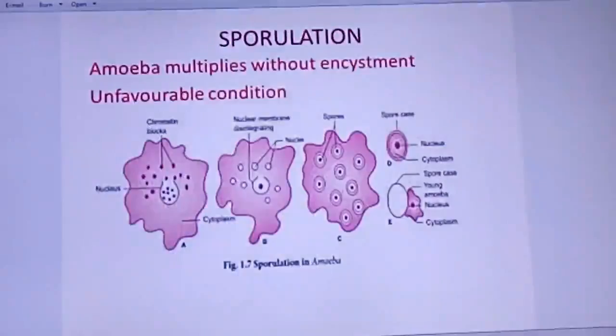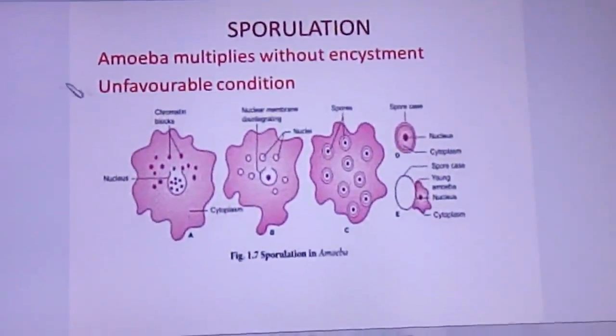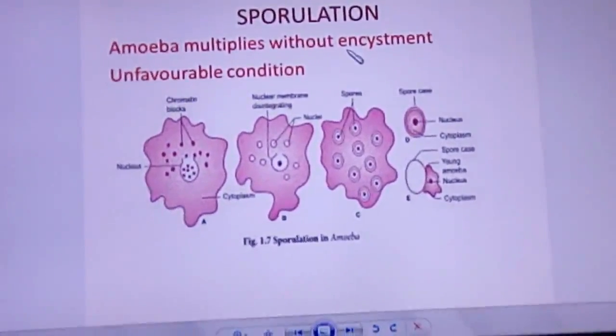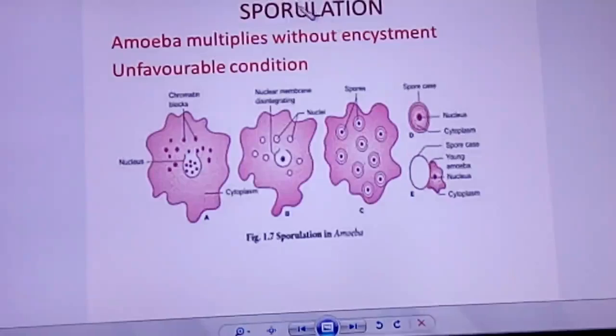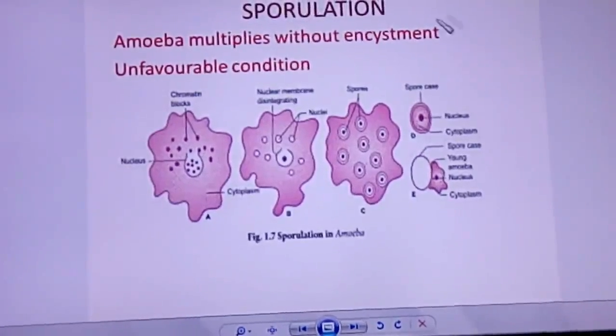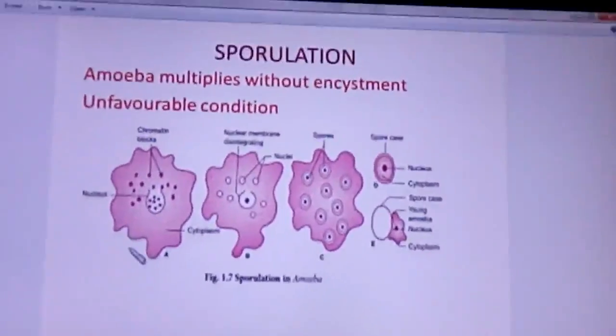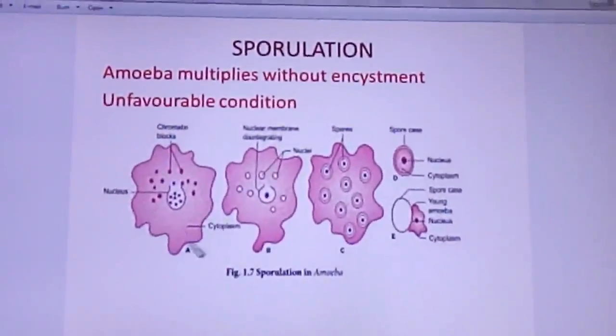Next one is sporulation. Amoeba multiplies without encystment. We have already seen a process with encystment; without encystment, it is called sporulation. You can see the pseudopodia structure is as such. The pseudopodia are not withdrawn; the same pseudopodia structures will be seen.